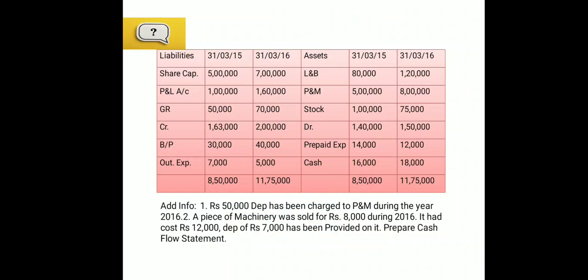And we have sold the machinery for how much? We have sold the machinery for 8,000. Machinery is a fixed asset. Sale of machinery means an inflow of cash, and as machinery is a fixed asset, we will do the posting under the heading cash flow from investing activities. Clear? Next, there is no other additional information, they are just saying prepare the cash flow statement.